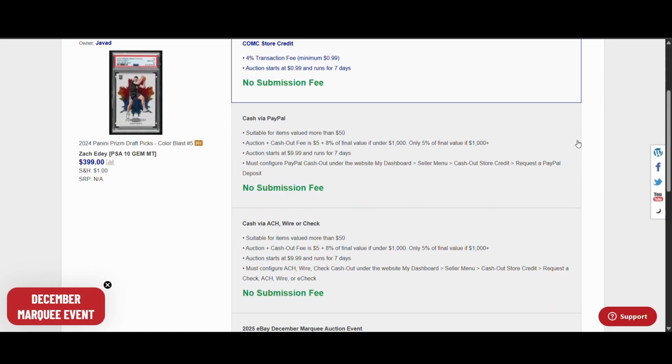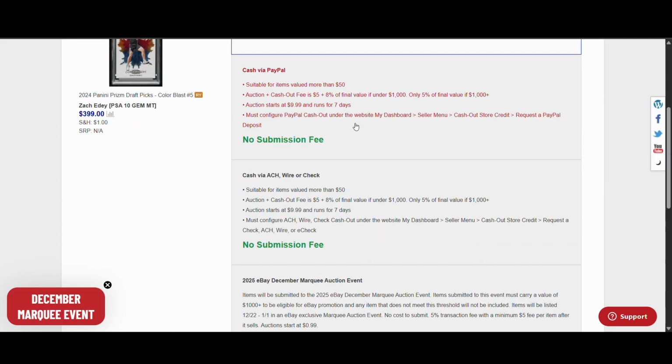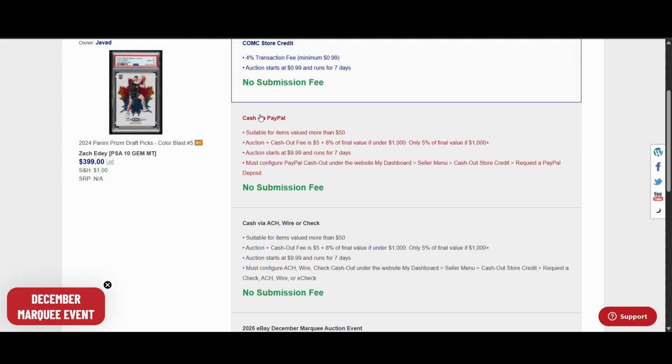Now, this is a nice one. These next two are really very similar. It's either if you want your money via PayPal or if you want it via ACH, wire, or check. They're basically the same thing, just a different payout system. I think this is a good option if you're selling a card. It says suitable for items valued more than $50. I'm personally thinking about it as something valued more than $100. But this is the auction.